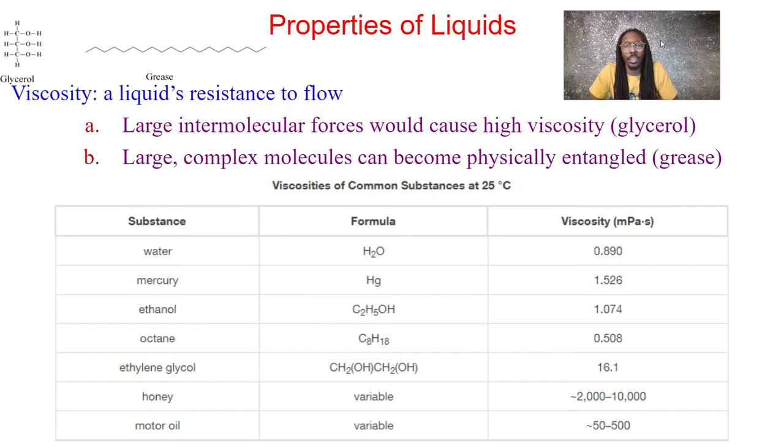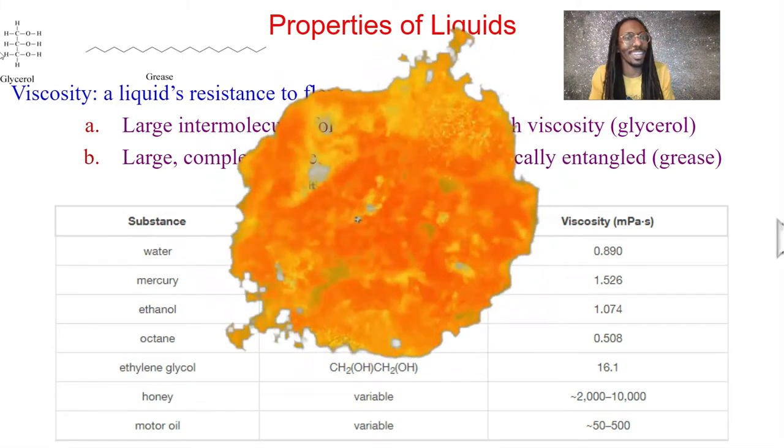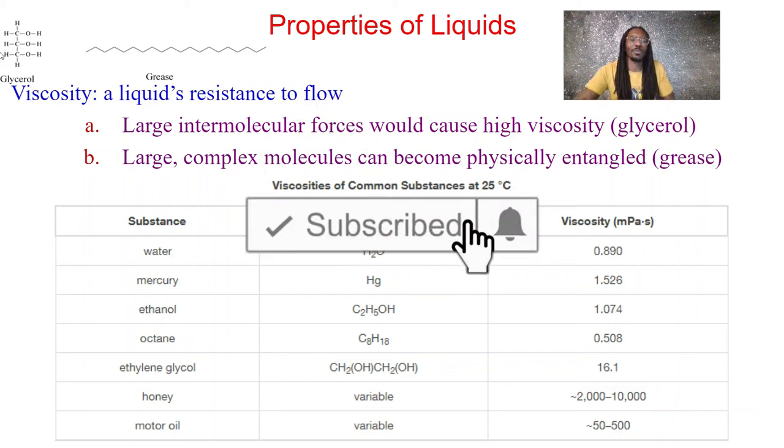So let's talk about this property here. Viscosity. Okay, viscosity. So this is basically a liquid's resistance to flow. This is where we have our flows. Viscosity. Ooh, y'all see me messing up that word? All right, anyway, viscosity. What a word. A liquid's resistance to flow.